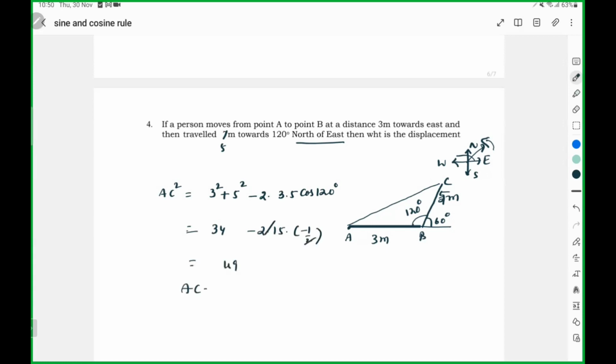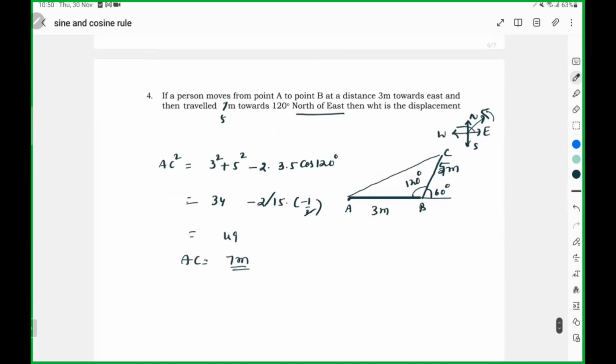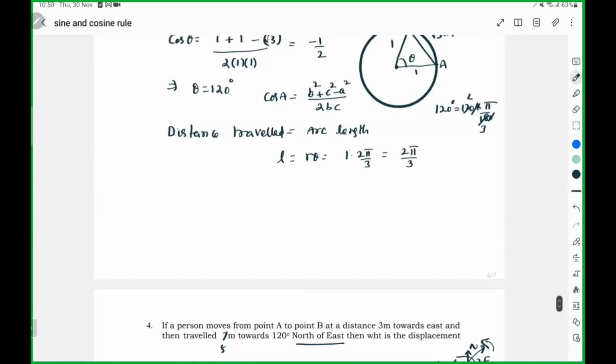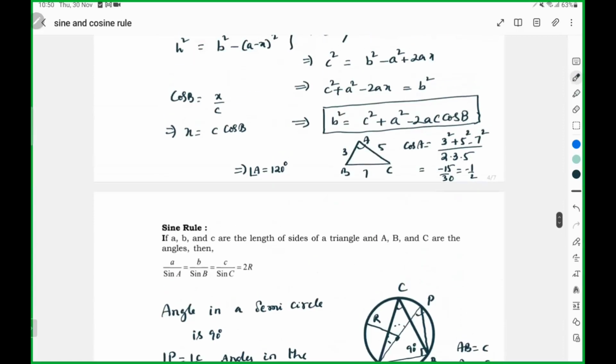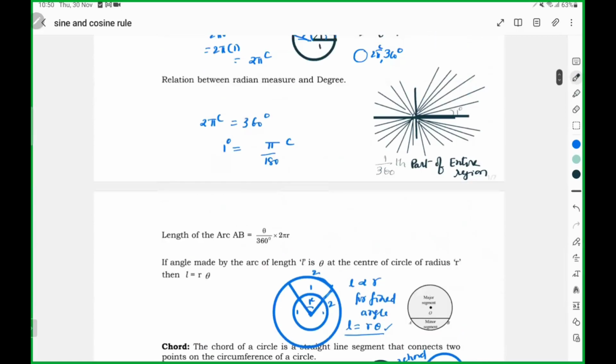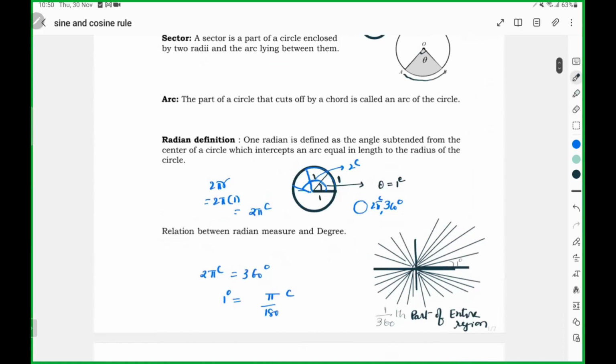So it is 49, which is 7 meters. Not only here, later on also, the sine and cosine rule plays a vital role in solving tough problems. So please go through all that I explained and try to upgrade yourself.